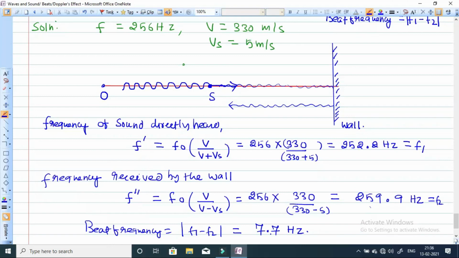So that's all from this discussion. We have seen in today's video about the beat frequency and Doppler's effect.